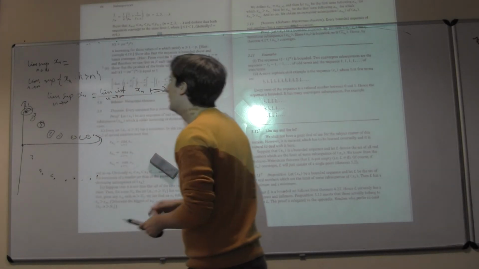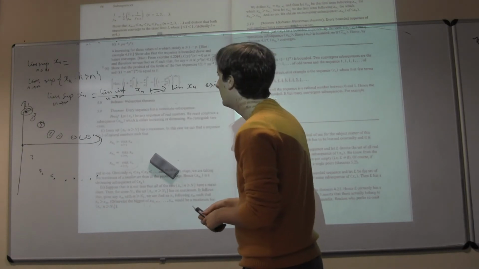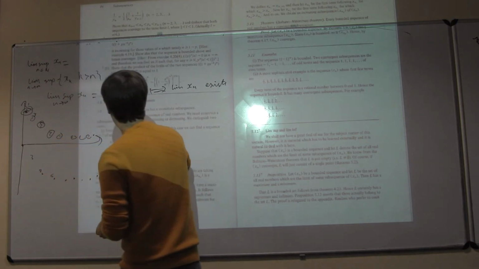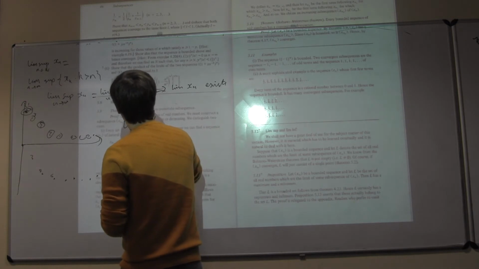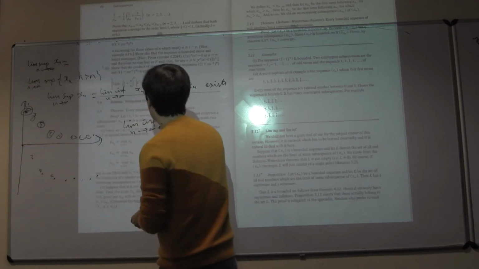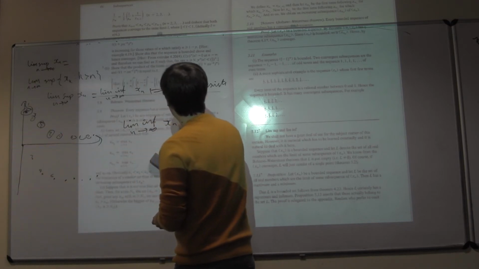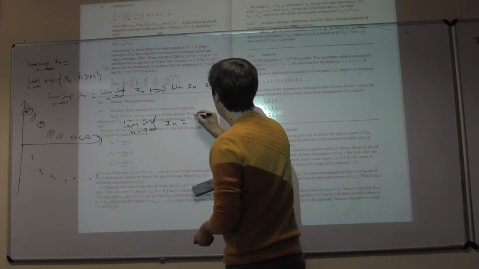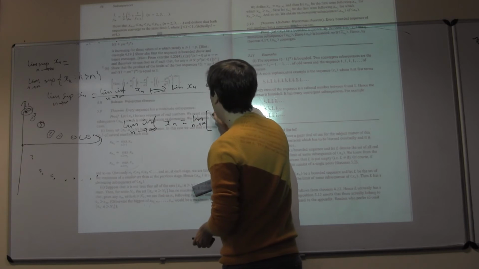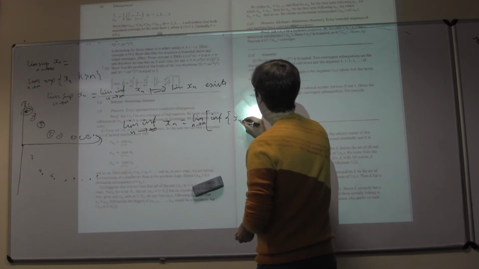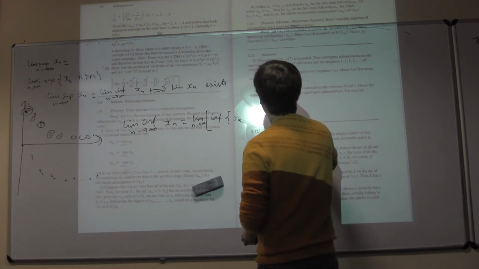We found the supremum. What is the infimum? Lim inf is just defined the same way. So lim inf of x_n as n goes to infinity is equal to the limit as n goes to infinity of the infimum of the set x_k, k greater than n.